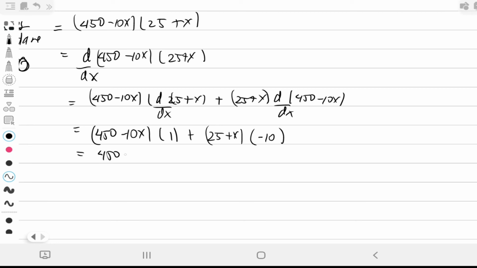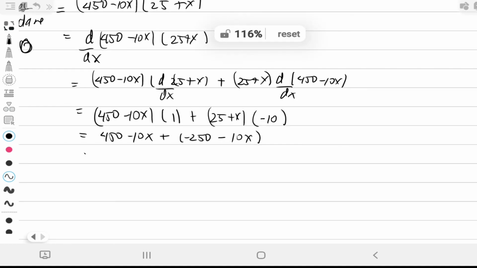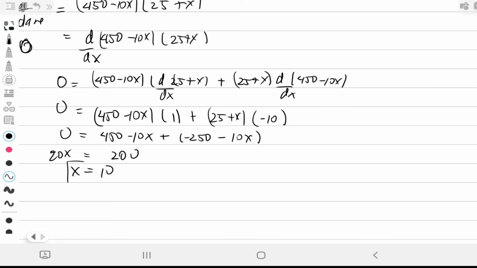So by further manipulation of the equation, we'll have 450 less 10x plus negative 250 less 10x. So 450 less 250 is 200. Since this is equal to 0, therefore I transpose the 10x, the two negative 10x, over here. So therefore this will be positive 20x, and x will be equal to 10.